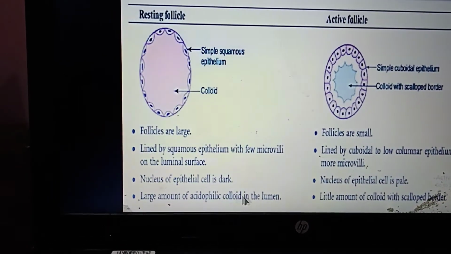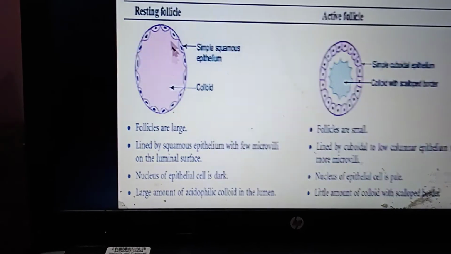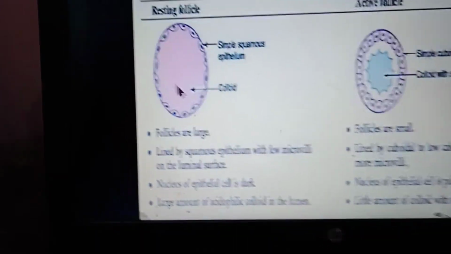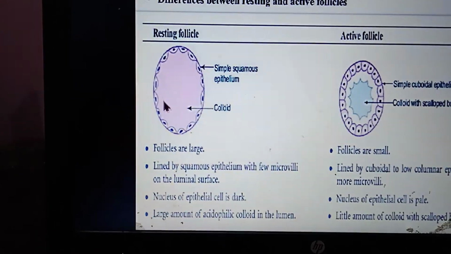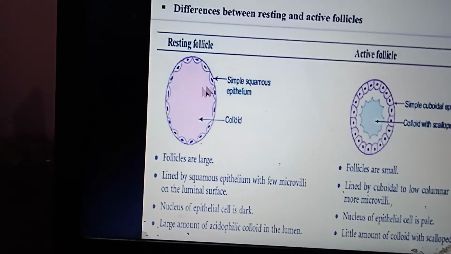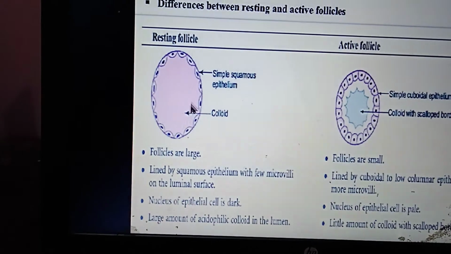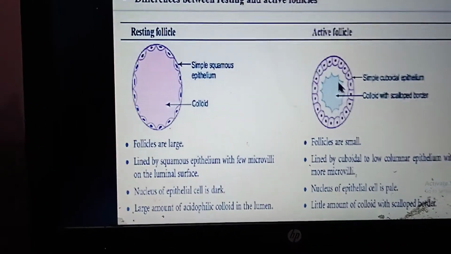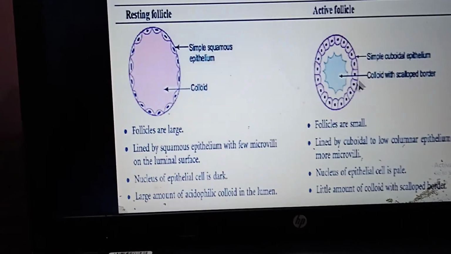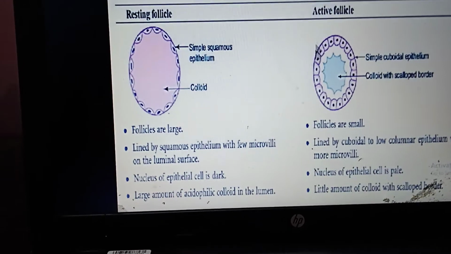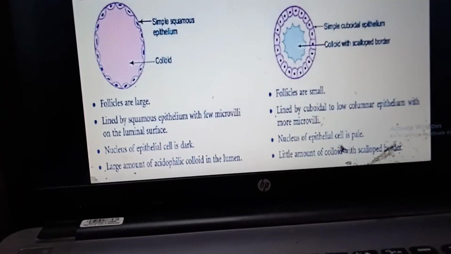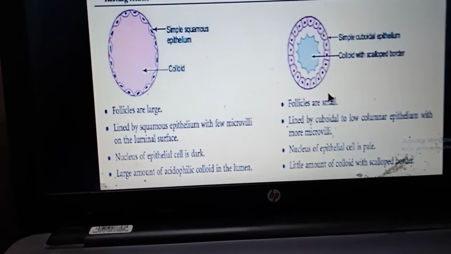There is a large amount of acidophilic colloid in the lumen of the resting follicle, because no one is taking this stored material, like suji and maida, to make any dishes. This stored material is thyroglobulin. And here in the active follicle many dishes are being prepared within this kitchen, and the size depends upon the number of ladies within this kitchen. So there is little colloid with a scalloped border because it is used up.